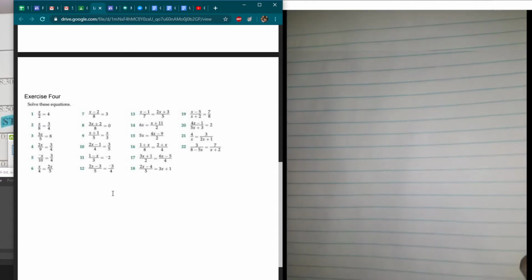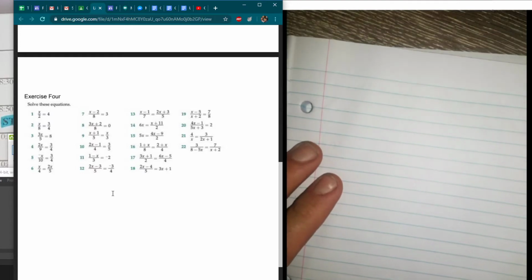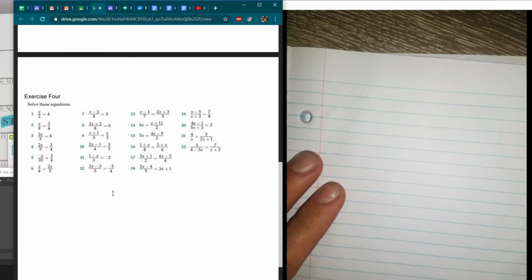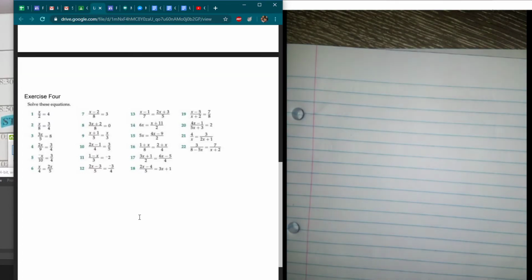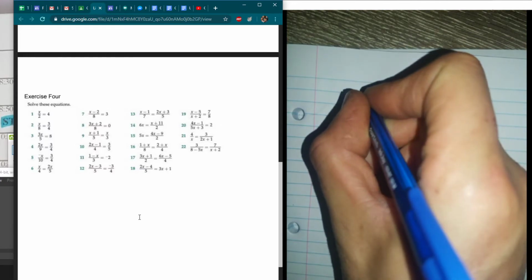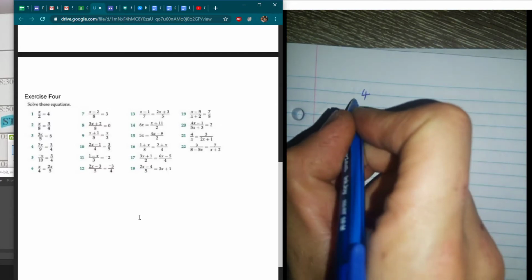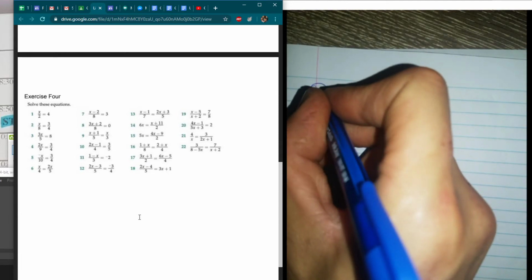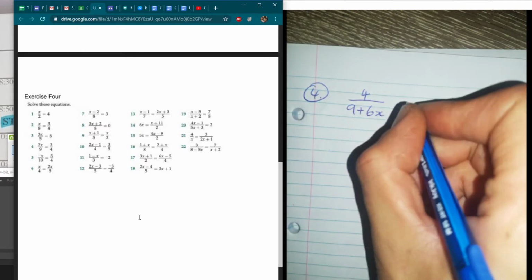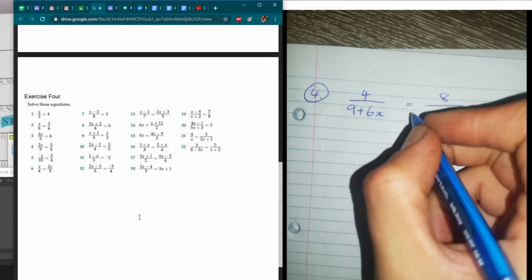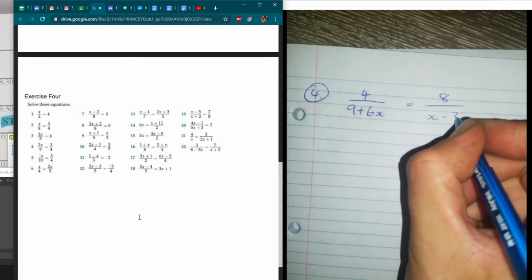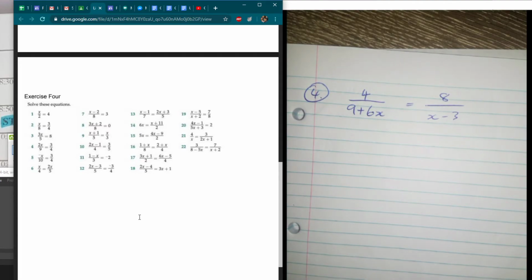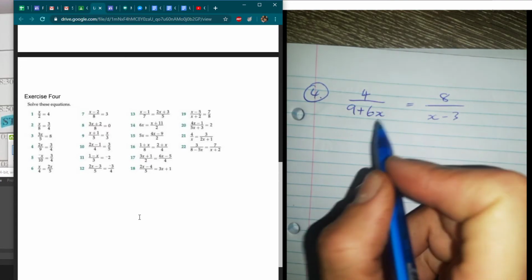I'm going to go with a real tricky one, but it'll come out fairly nice. So what they do here a lot is they use heaps of fractions again, and it's just leveled up in difficulty. So here's an example that I've gone for. 4 over 9 plus 6x, so this is example 4, equals 8 over x minus 3. Now, again, x's are in the denominators and x's are on both sides.